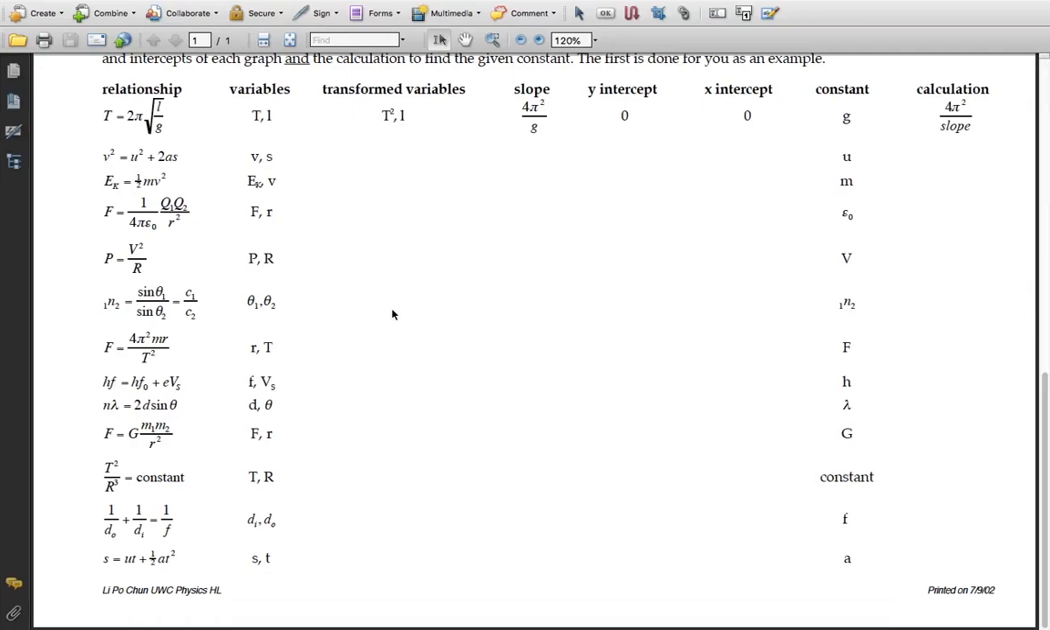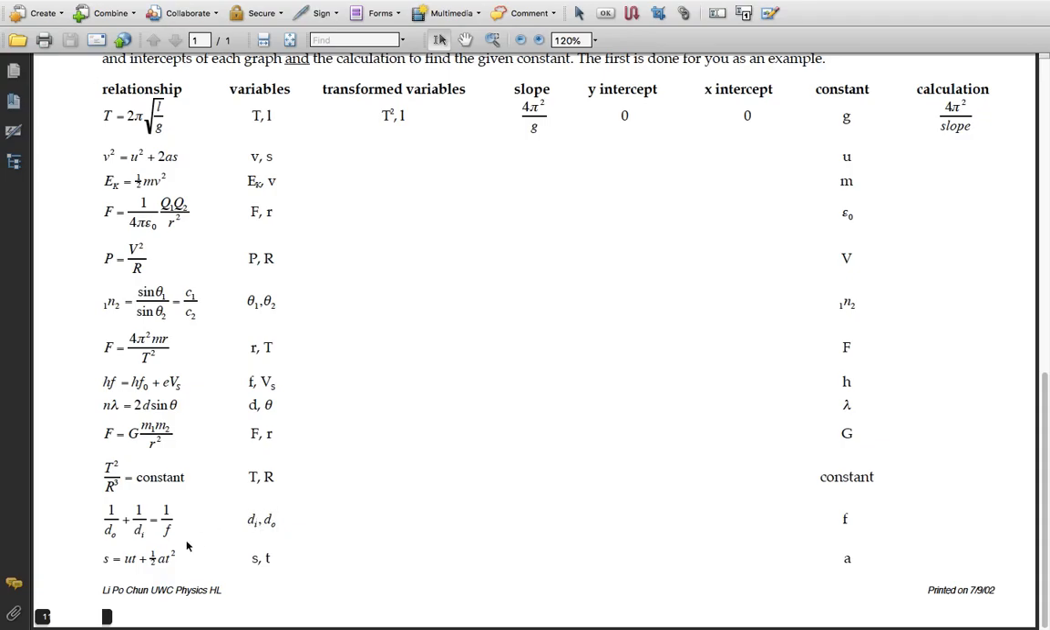Okay, let's choose another example. Let's choose this equation from optics, which is 1 divided by the object distance plus 1 divided by the image distance equals 1 divided by the focal length. Again, you don't actually need to know what any of this means. You just need to know what it's asking you to do.